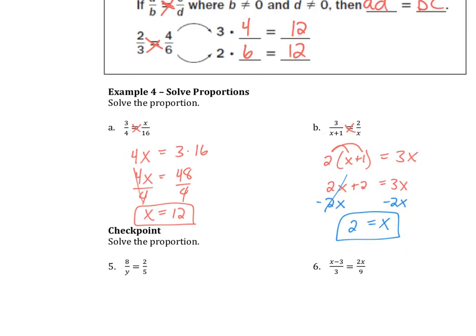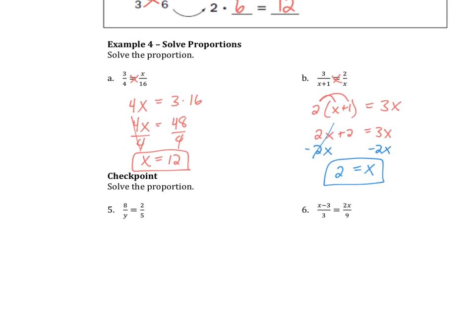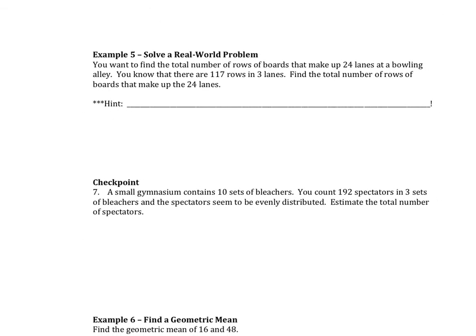Okay. To save time in the video, I'm going to skip the checkpoints because it's cross multiplication. They're similar to the ones we just did. And then I'm going to slide down to the real world problem.